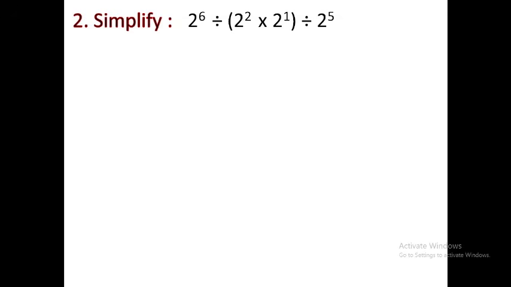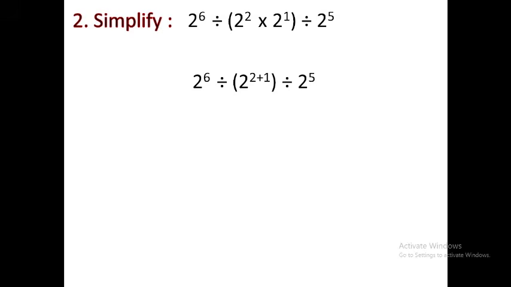Good. There is a rule here. We need to employ the rule. Look at what's in the bracket. We are multiplying there, and so Indices says that when multiplying like bases, add the exponent. And so we'll have 2 exponent 6 divided by 2 exponent 2 plus 1, then divided by 2 exponent 5.